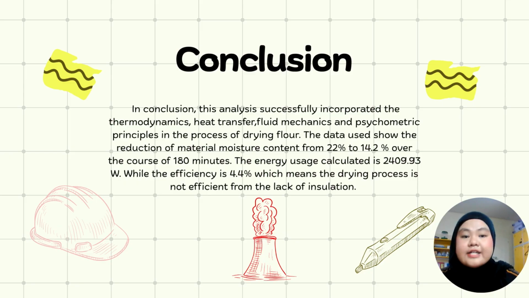In conclusion, this analysis successfully incorporated the thermodynamics, heat transfer, flow mechanics, and psychrometry principles in the process of drying flour. The data used show the reduction of material moisture content from 22% to 14.2% over the course of 180 minutes. The energy usage calculated is 2,409.93 watts, while the efficiency is 4.4%, which means the drying process is not efficient due to the lack of insulation.